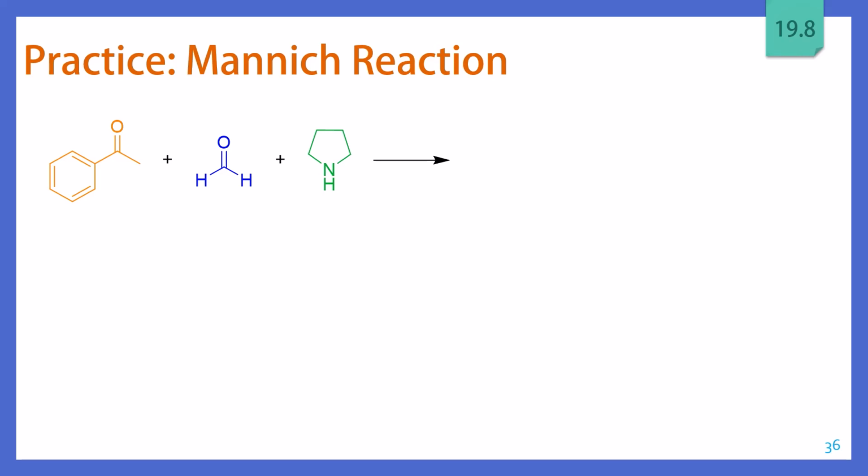So let's practice figuring out the product of a Mannich reaction. So you have to remember that in your first step, the formaldehyde and the secondary amine are always going to react in that initial step. So the conditions for a Mannich reaction are typically acid. But since conditions are not being specified here, let's just go ahead and pretend there's no acid present.